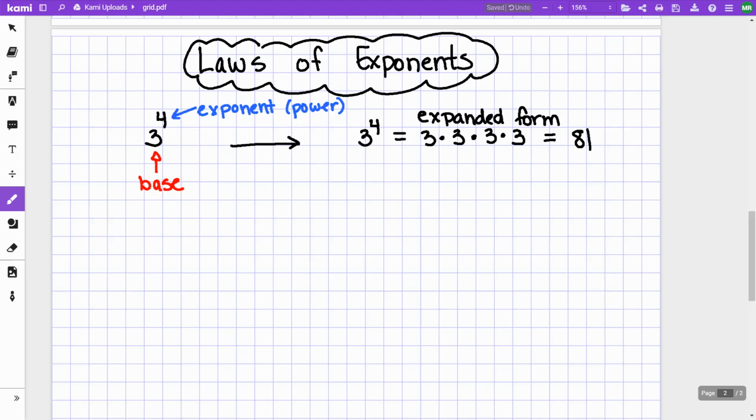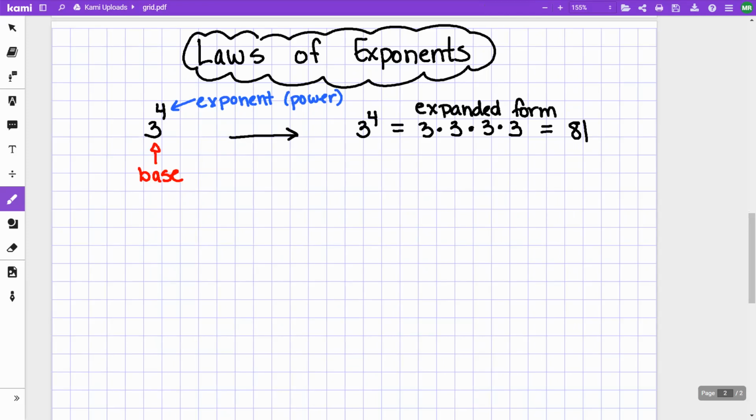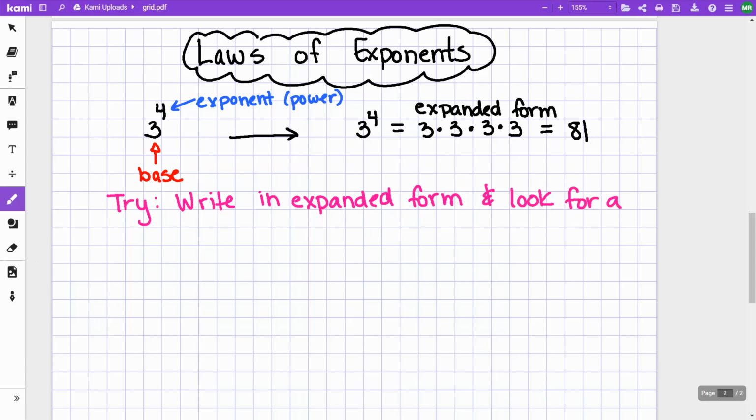Now, we are going to be learning some laws of exponents. I'm going to have us expand a couple of problems here first and see if we see a pattern. So I want us to try the following. I want us to write in expanded form and look for a pattern. Okay, so have this in your notes though.